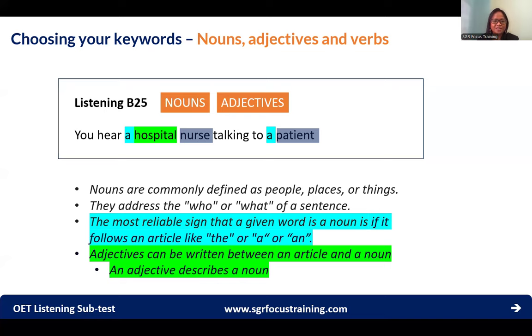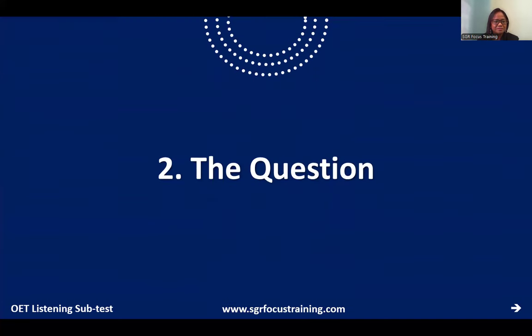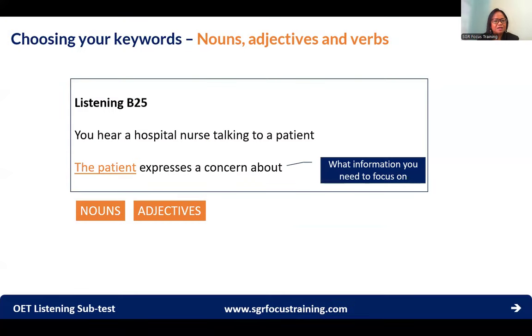Now let's look at the question. The question includes more nouns and adjectives. We focus on the main noun. Which one out of our speakers, the nurse and the patient, should we focus on? In this instance, the question tells us we need to focus on the patient.